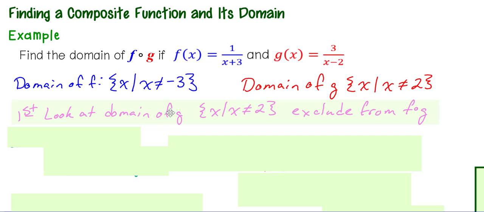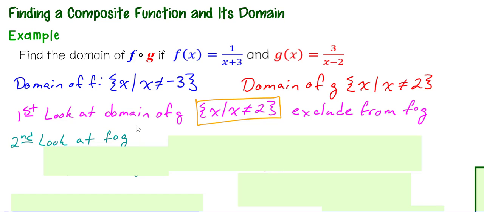So first, let's look at the domain of g, and as we stated, x cannot equal 2. So this is excluded from f composed with g. So we need to remember this is excluded from our composite function's domain.